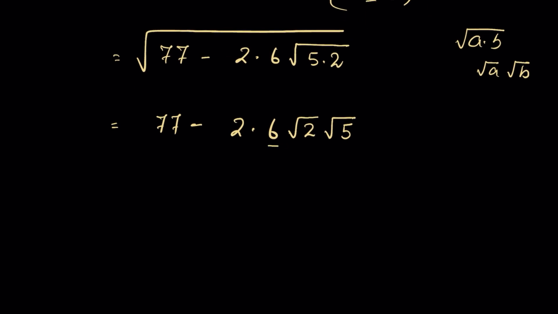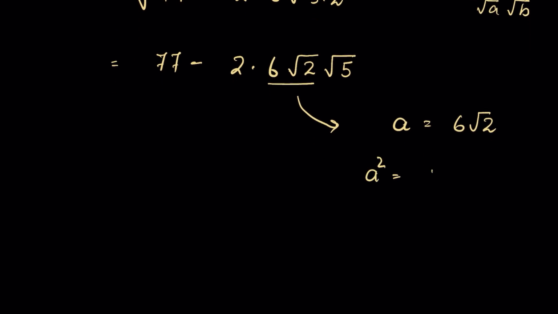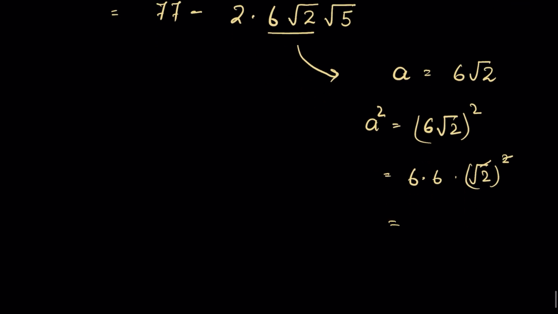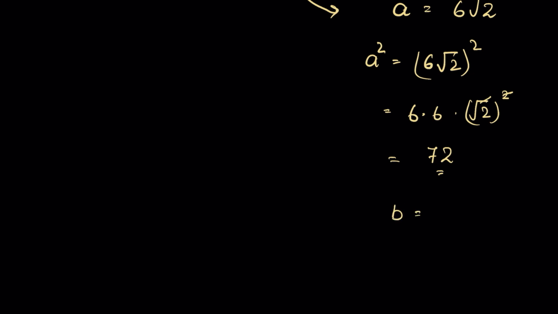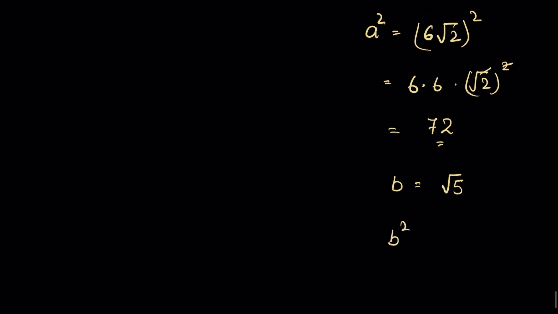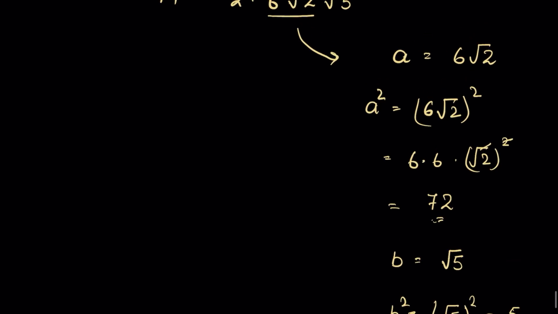If we take 6 times the square root of 2 as a, then a square will be 6 times the square root of 2 whole square, or 6 times 6 times the square root of 2 squared. We remove the square root with the square. So 6 times 6 is 36, times 2 is 72. So a square equals 72. And if we consider the square root of 5 as b, then b square equals the square root of 5 squared, which is equal to 5. So we have two numbers, 72 and 5.